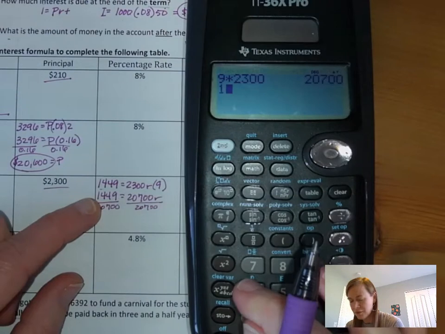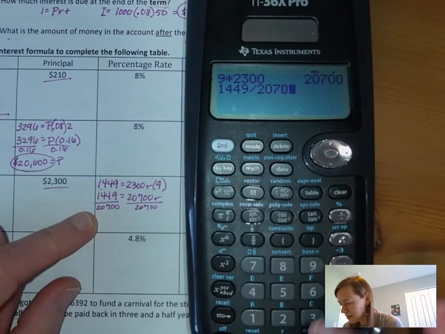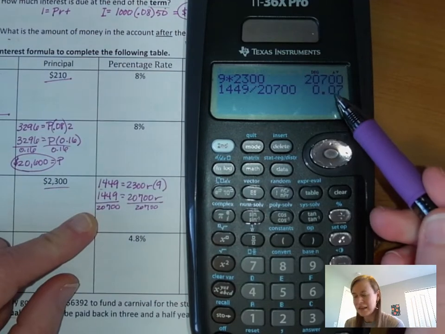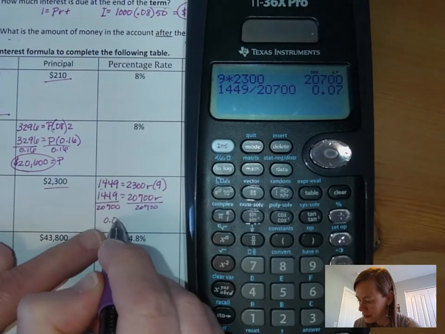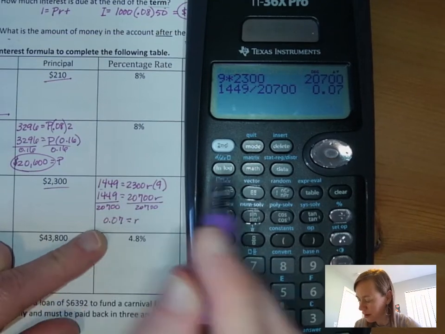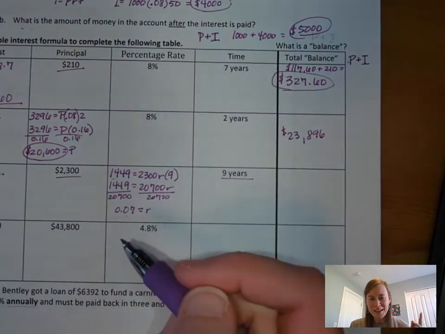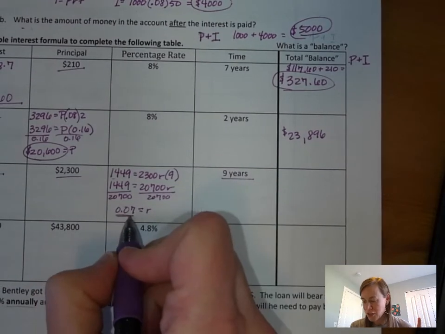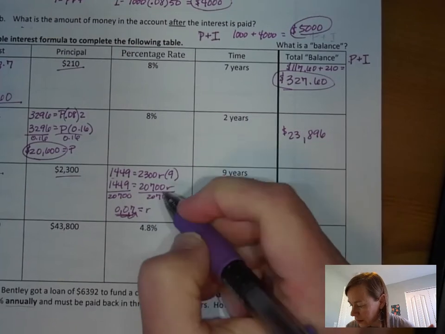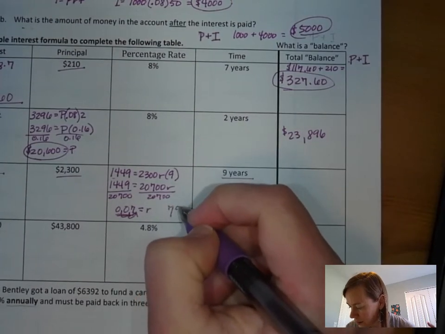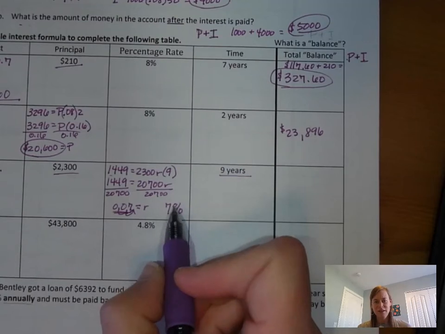So let's do that. 1,449 divided by 20,700, and I'm going to get 0.07. 0.07 equals R. Okay, are we done? Is this a good percentage rate? We're not done until we take the decimal and turn it into a percent. So let's move that decimal point. 1, 2, and so that's going to be 7%. So this is your rate right here.